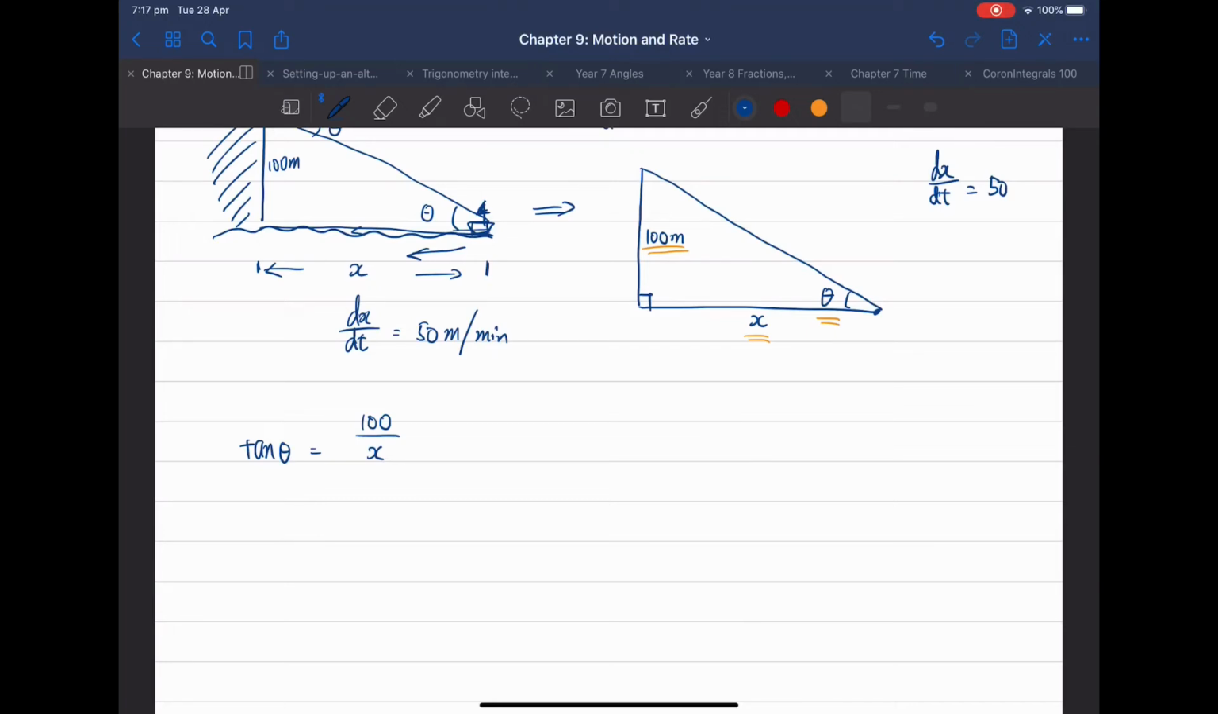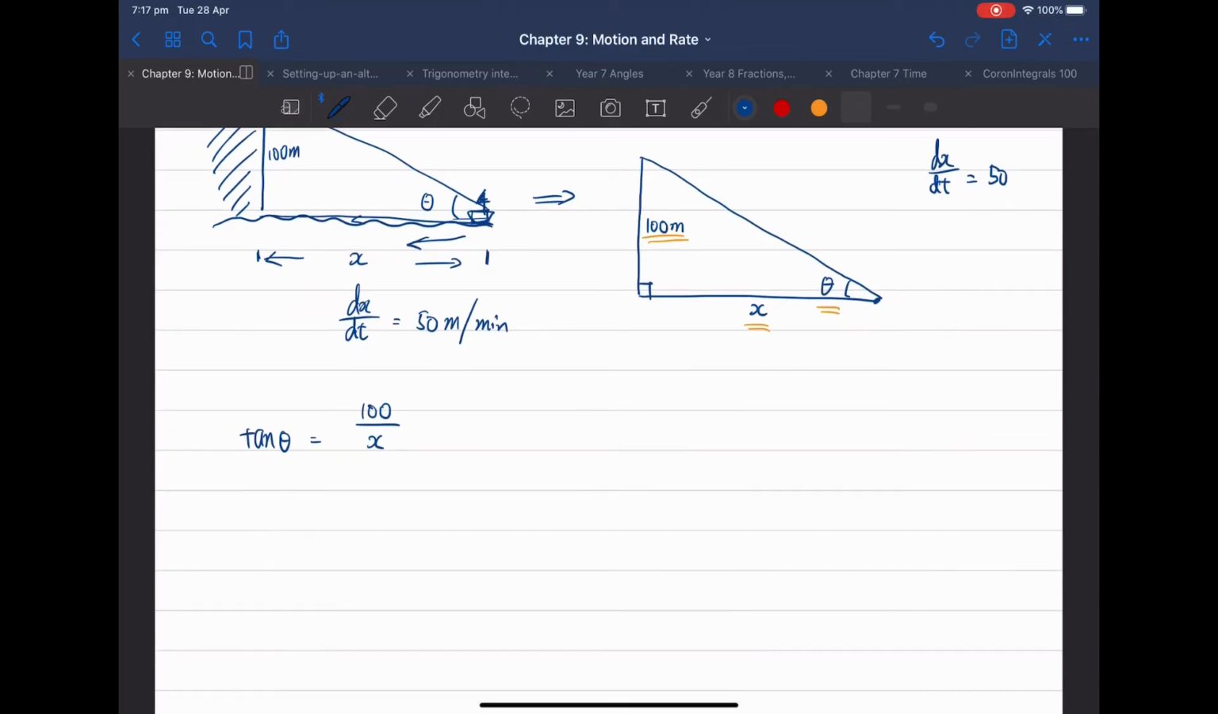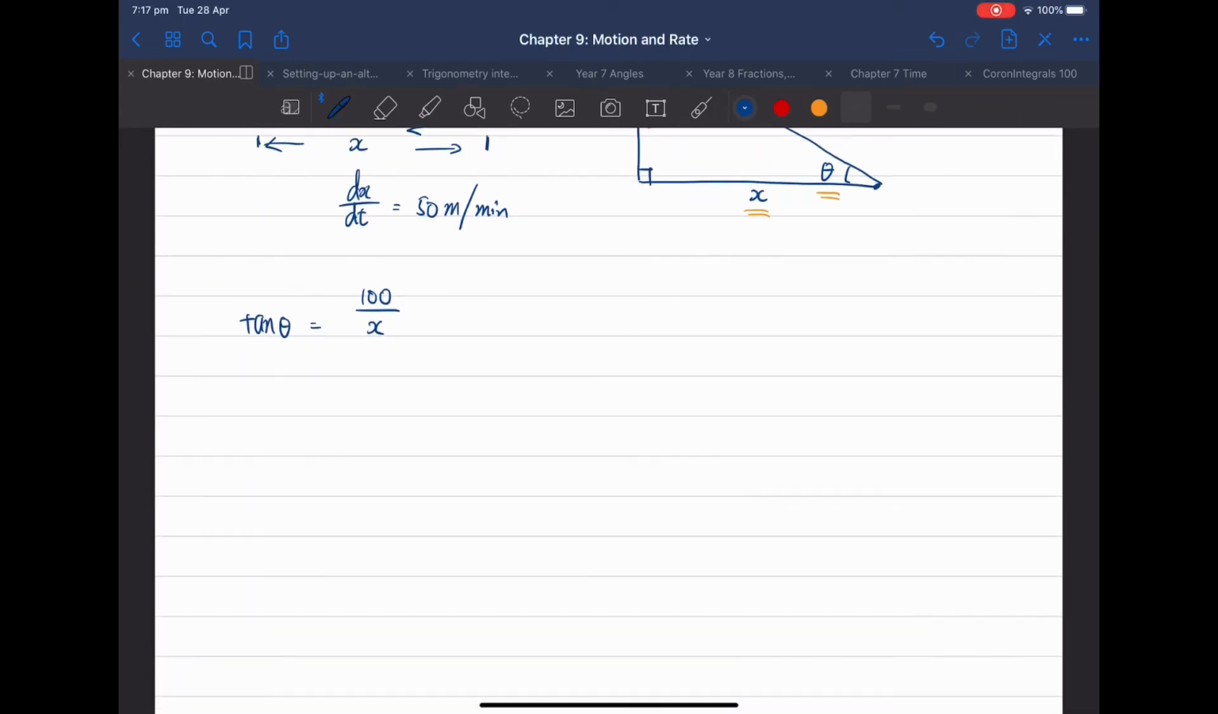Once we finish that, we need to differentiate. There are a couple of ways you can do that. You need to differentiate both the left and the right sides with respect to time. That's the most important part, with respect to time. The way I would do it, I would just differentiate both sides.